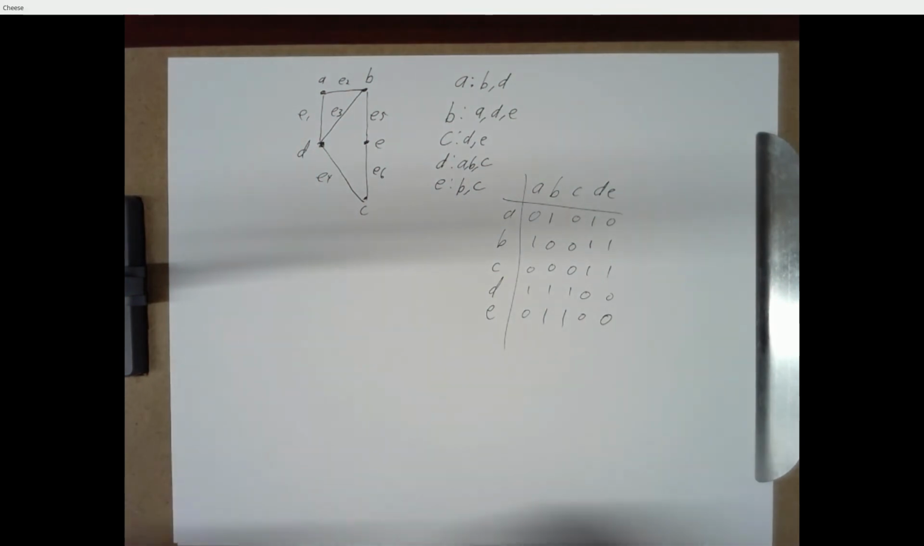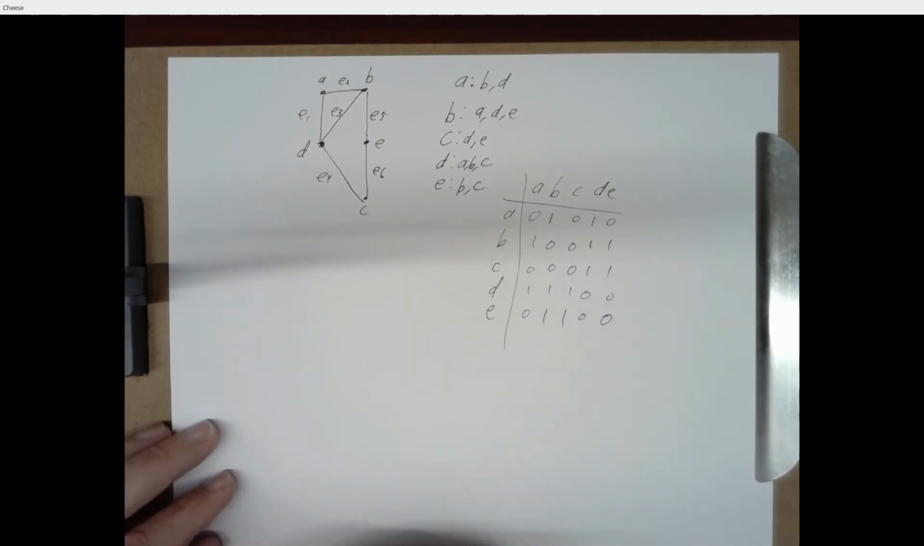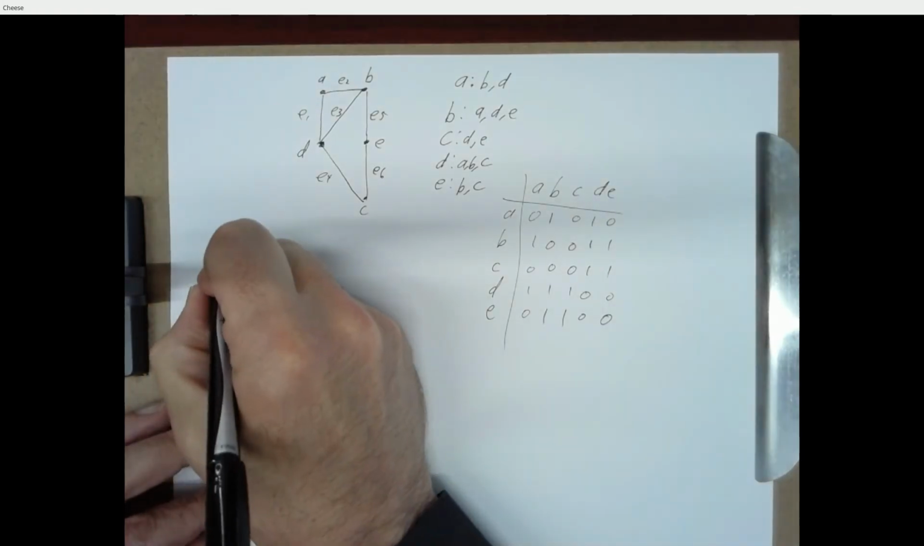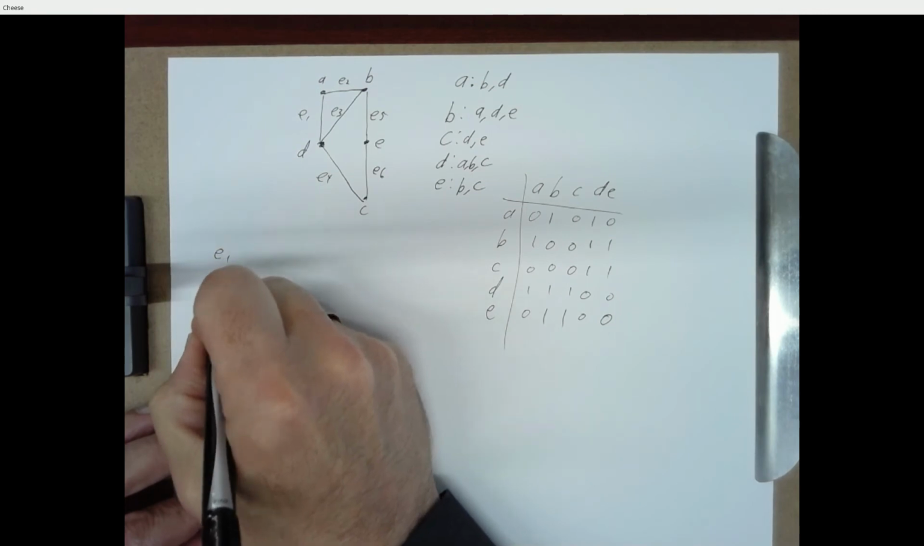And then the incidence matrix, it depends where you want to put your edges. Do you want them to go horizontally or vertically? It'll give you a transposed matrix, but it's the same information. So let's just put edges down here.